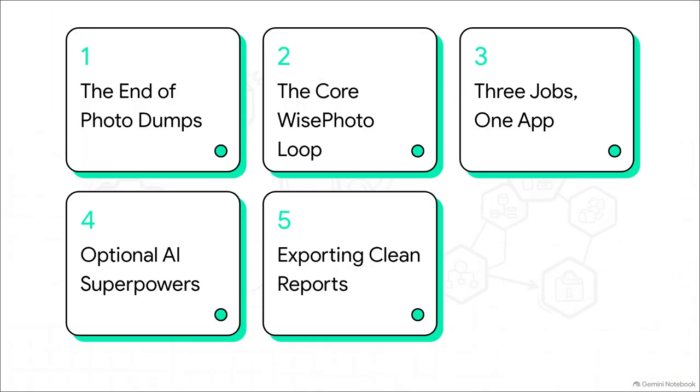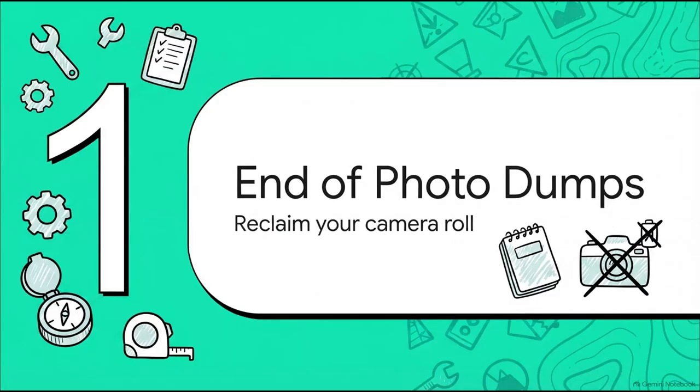First, we'll talk about the end of photo dumps. Second, we'll look at the core WisePhoto loop. Third, we'll see how it handles 3 jobs in one app. Fourth, we'll check out some optional AI superpowers. And finally, we'll cover exporting clean reports. Let's get to it. Section 1, the end of photo dumps, and how you can finally reclaim your camera roll.